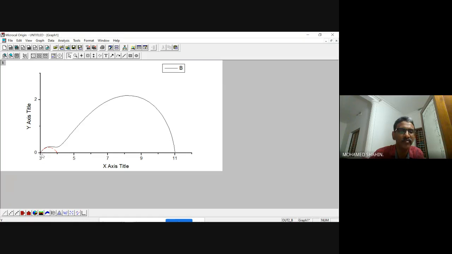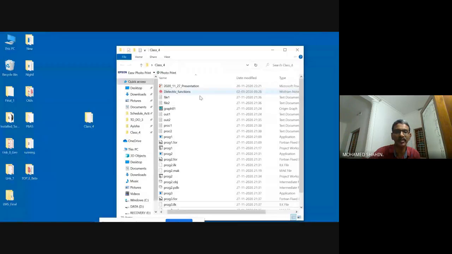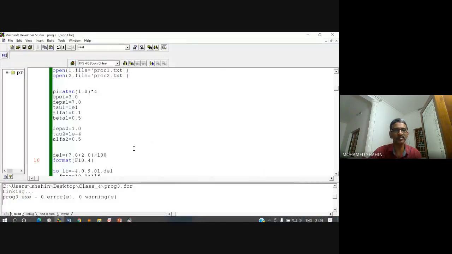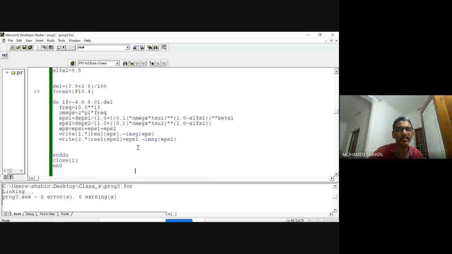So in the same way, this process should start from where it is ending. Where it is ending, this is ending where it is, this is ending here. So this is ending where it is starting. Okay, so that means you have to add epsilon infinity plus delta epsilon of the second process. Yeah, you will understand it. You closely see this. So that I'll put in file number 3.